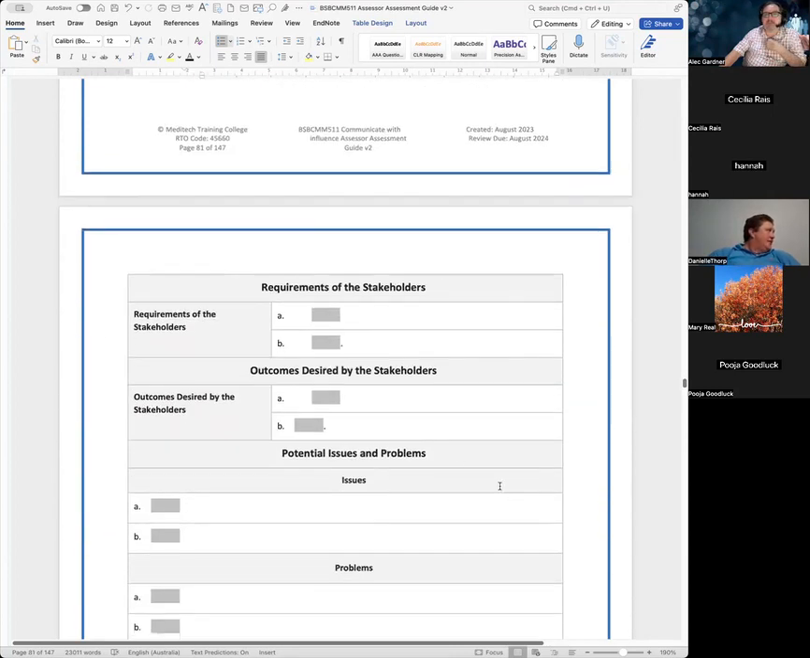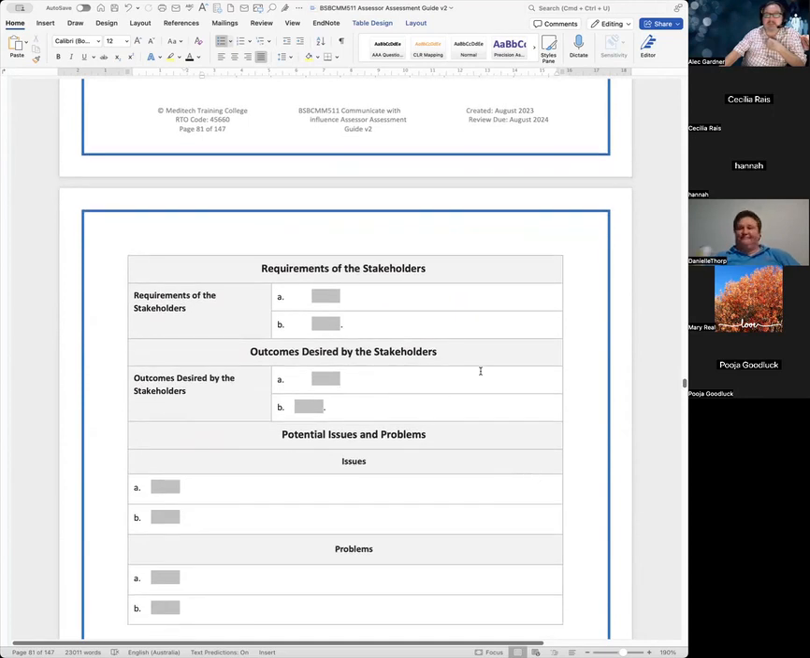Then we move into the requirements of the stakeholders. So you're going to be negotiating with the stakeholders. What's going to be their requirements? What are the outcomes desired by the stakeholders? It may be that you're going to run the programs according to budget.